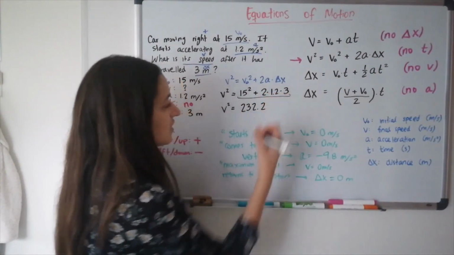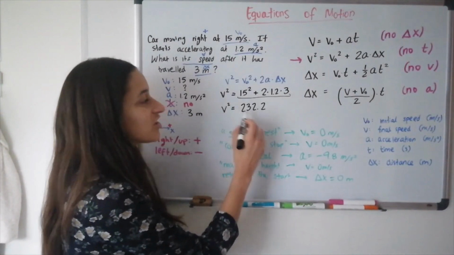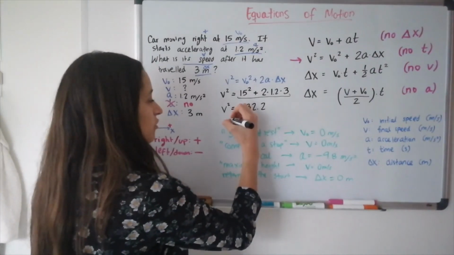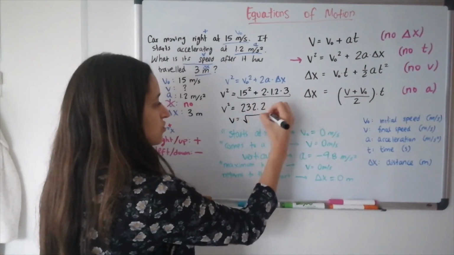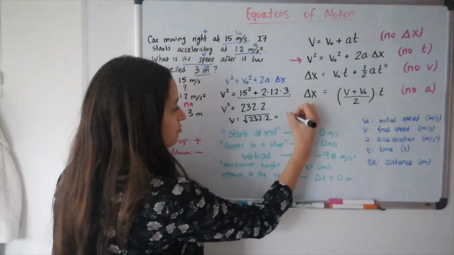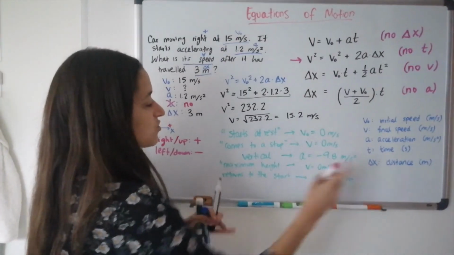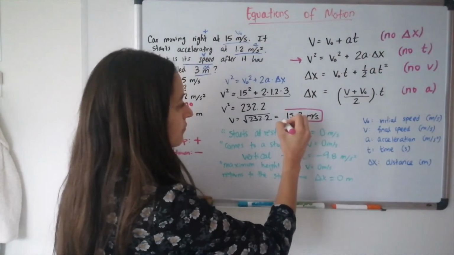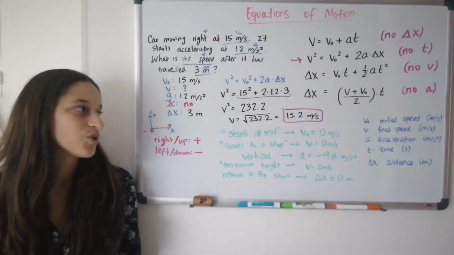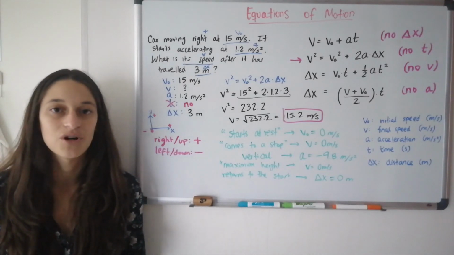232.2. And this is almost our answer, but since we have v squared and not v, we need to solve for v by taking the square root. So our v is the square root of 232.2. And this is equal to 15.2 meters per second. And that's our answer. This was what we were looking for. The question asked, what is its speed after it has traveled 3 meters? Its speed is going to be 15.2 meters per second. Right? So that's how you answer a problem of these.